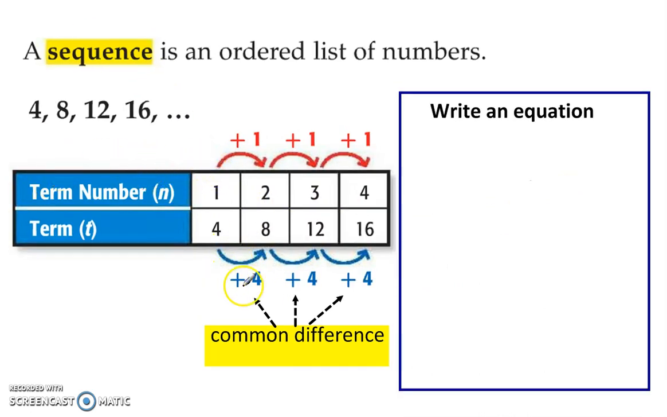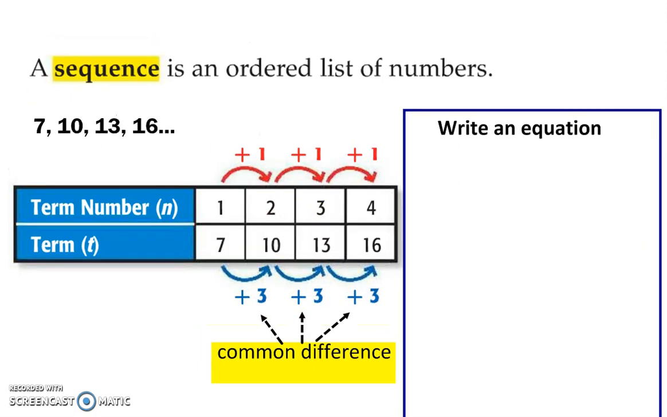Here I have another sequence. Notice the common difference here is 4. If I was to write an equation for this, I would have a of n is 4 times n. 1 times 4. 2 times 4 gives me 8. 3 times 4 gives me 12.